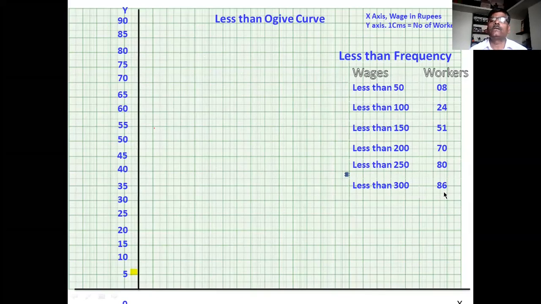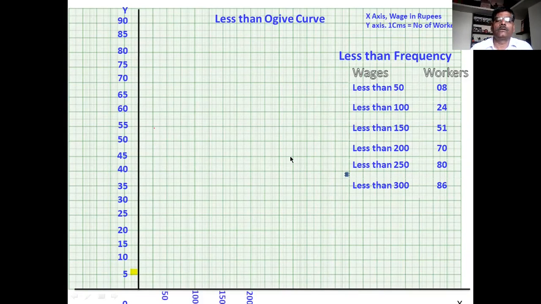The highest frequency here is 86. In the cumulative frequency, I calculated the cumulative values. On the basis of these cumulative values, I took 90 as the highest value. And on the x-axis, you write 50, 100, 150, 200, 250, 300. Up to 350 I have taken. Clear.